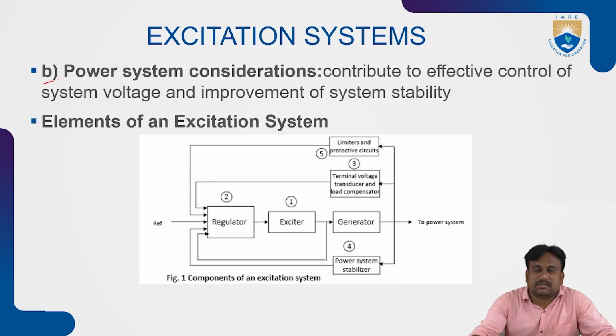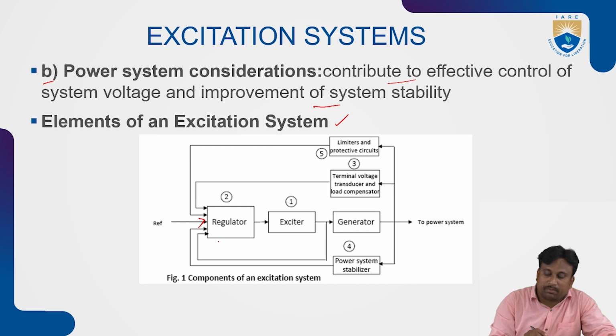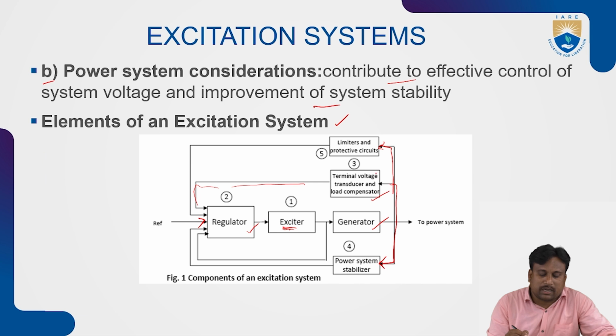And another condition is power system considerations. That means contributing to the effective control of the system voltage and improvement of the system stability. That means we may consider the elements of the excitation system as shown in the excitation system diagram. Here we are applying a reference signal to the regulator part, and here is our main exciter. This is connected on either side, one to the regulator, another to the generator, and this block coincides with the terminal voltage transducer and load compensation, and this block is again connected with the power system stabilizer to make the operation smooth. Finally, this block is connected to the limiters and protective circuits, which connect again to the back end of the regulator circuits. So here the generator end is connecting to the power system network wherever we need to transmit the power.